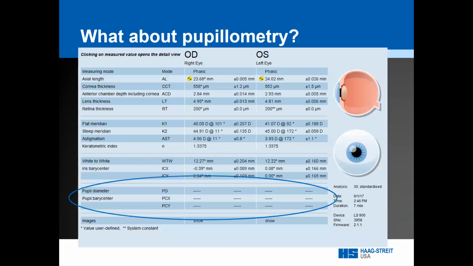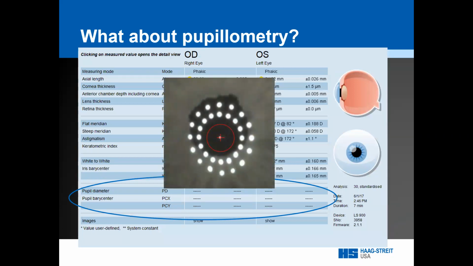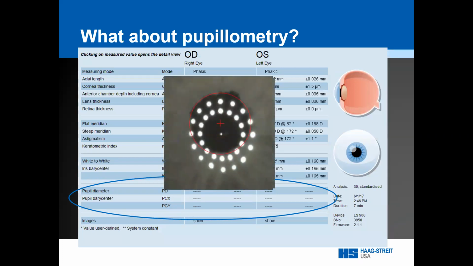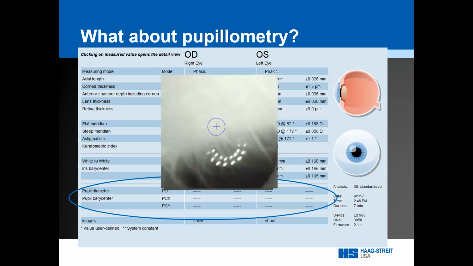If pupillometry is missing, it can be the result of an irregular pupil, but this can be adjusted with those calipers. However, a blink will make it impossible to adjust, just like we saw with the white to white. This can also be remedied by rolling the lid.